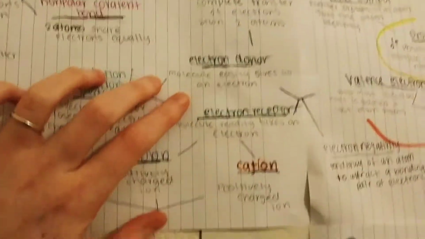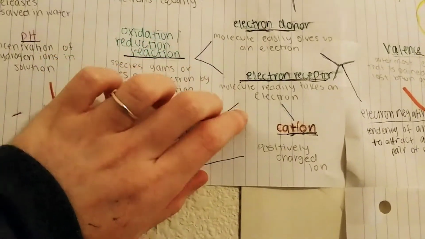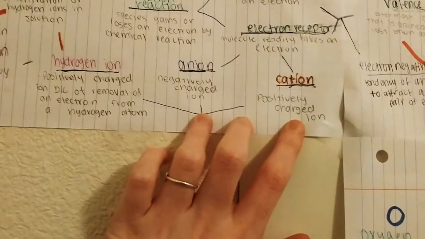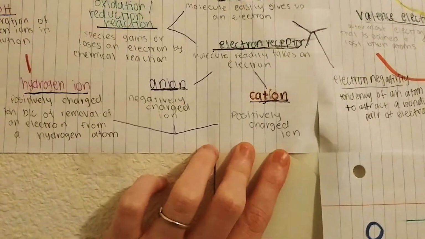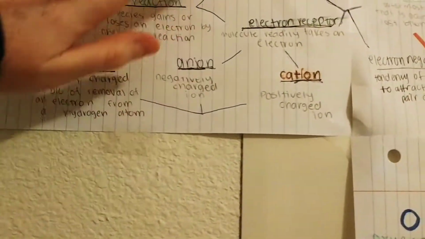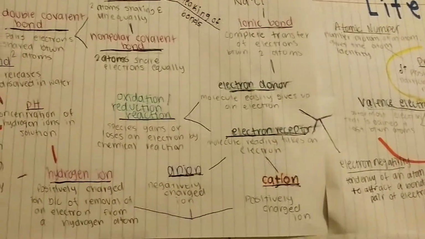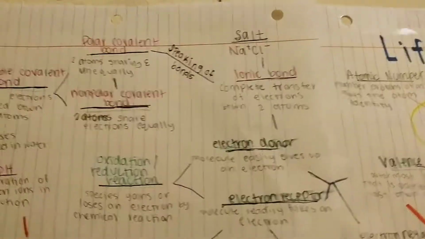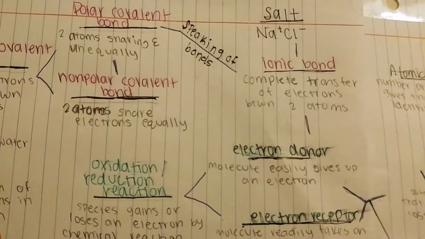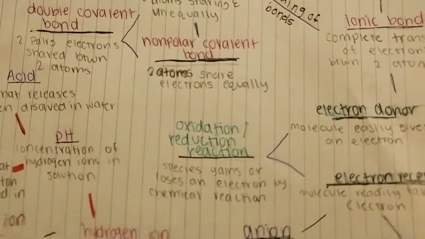And that goes into an electron donor and a receptor, the donor being a molecule that easily gives up an electron, and the receptor being a molecule that readily takes up an electron. We have a cation, which is a positively charged ion, and an anion, which is a negatively charged ion. And we have an ionic bond, that is a complete transfer of electrons between two atoms, and we have salt as an example, because it has sodium and chloride, sodium being positively charged and chloride being negatively charged.